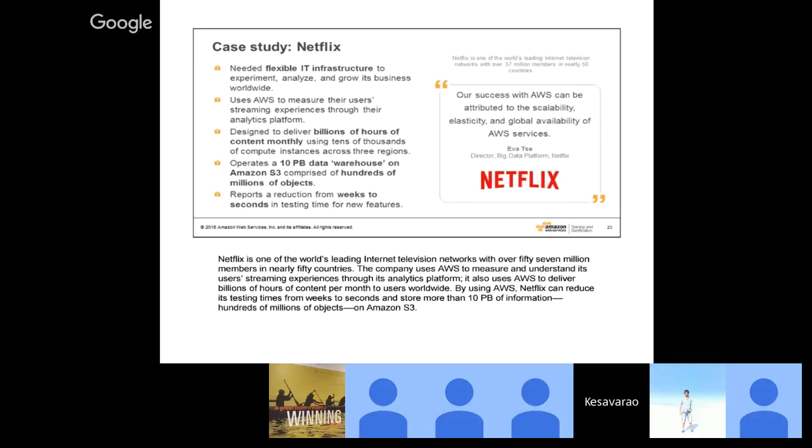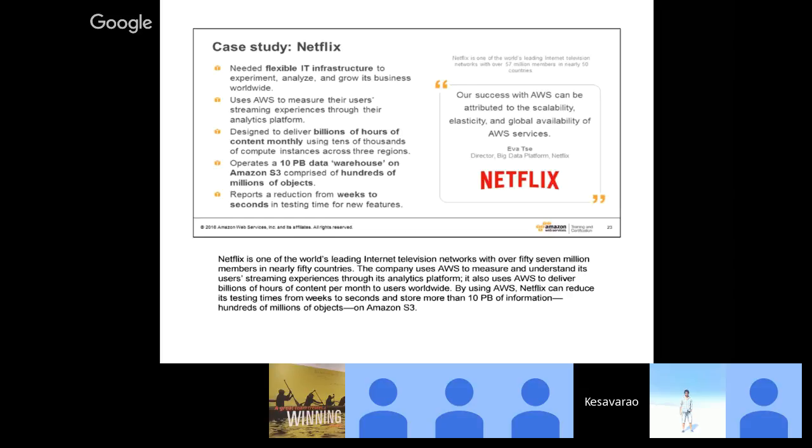Okay, and why it is, because it's mainly a lot of content, like video, movies and all this stuff, and it's heavy storage first of all, like in the petabytes. And you see here, it needs flexible IT infrastructure to experiment, analyze, and grow its business worldwide. And it measures user streaming experiences through an analytics platform, because they have to measure very closely what the user experience is, because that matters for their business model.